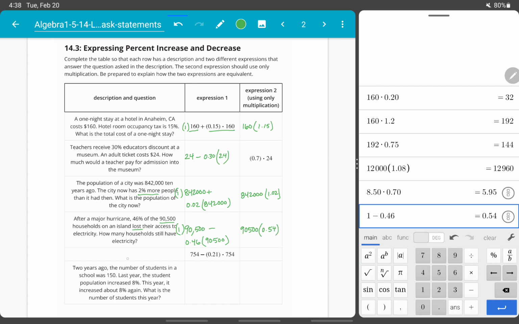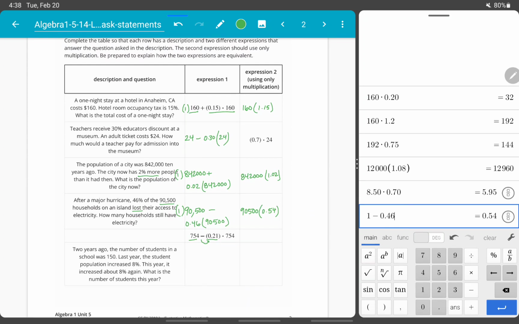This one does not have a description, so we have to write our own. So let's pick just whatever. Let's use maybe a lake. A lake has an area of 754 square kilometers. And then let's see, we have a really hot year and it dries up. It loses 21% of its area. So how much area is left? So let's write that out.